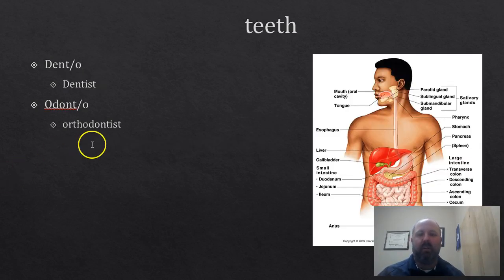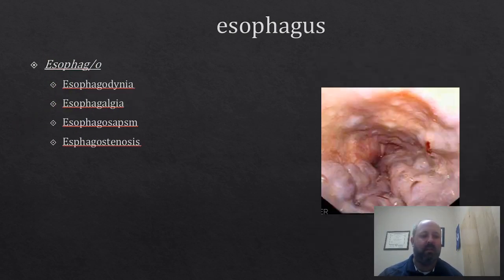So your teeth, right? Your dent or your odonto. So orthodontist, right? Ortho, something straight. Odonto, teeth, so straight teeth. And a dentist is somebody who studies and treats the teeth.